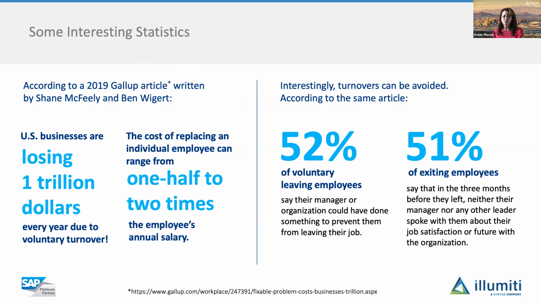Also in the same article, what I thought was really fascinating is that it found that 52% of employees who voluntarily terminated said that something could have been done to prevent them from leaving. And 51% of those leaving said that in the 3 months prior to their departure, nobody spoke to them about their job satisfaction or their future within the organization. So it seems that many of these departures can be avoided, and you may be starting to see how a talent management solution can help. So we'll continue talking about that throughout the session today.